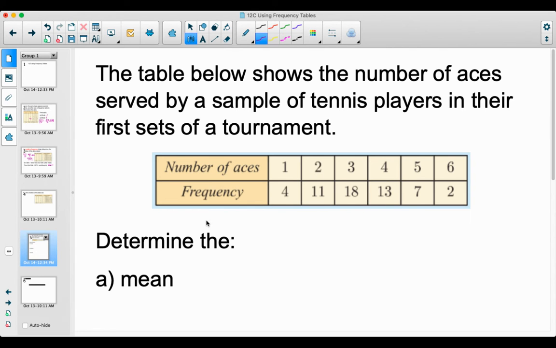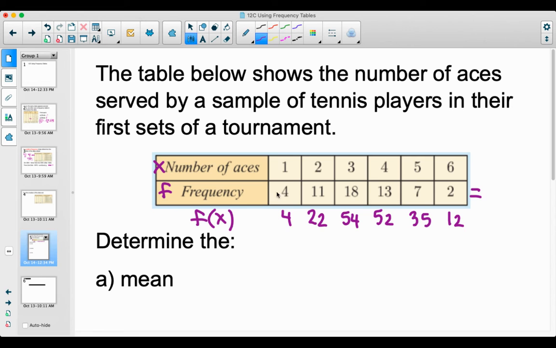So I'm just going to make this horizontally instead of vertically. So if this is our x and this is our frequency, so our f of x, we're going to multiply these numbers together. And when we multiply them, we get 4. 2 and 11 is 22. And then we have 54, and then 52, and then 35 and 12.